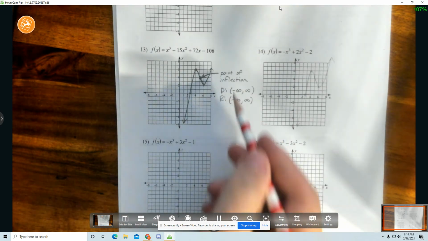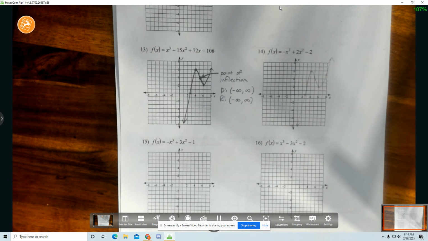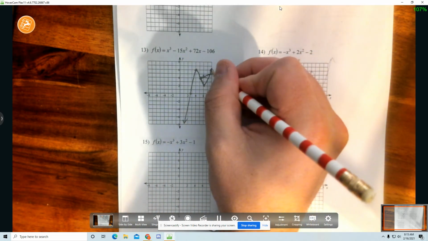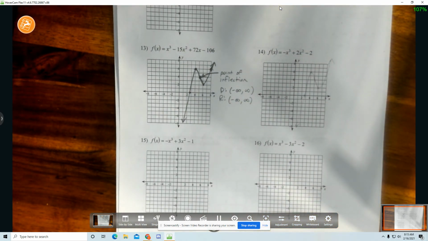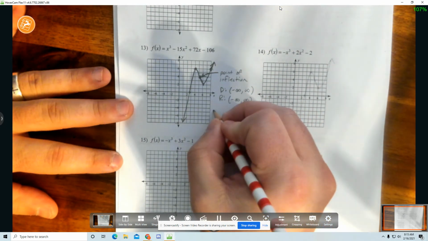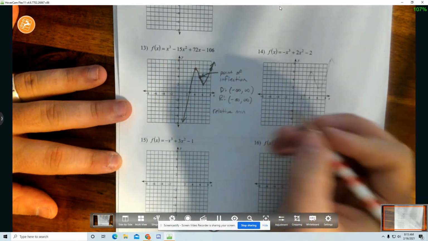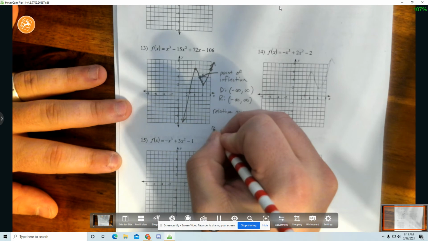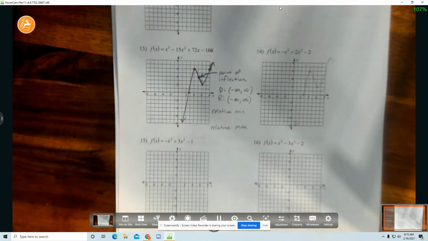Can those domain and ranges possibly change? Yes, we would have to adjust this function a little bit to get a different domain or different range. Now, the other question was relative min or relative max. I'm going to emphasize this is going up. What is a relative min and what is a relative max? Well, I'm going to write that down real quick: relative min and then a relative max. Again, it's short for relative minimum, relative maximum.